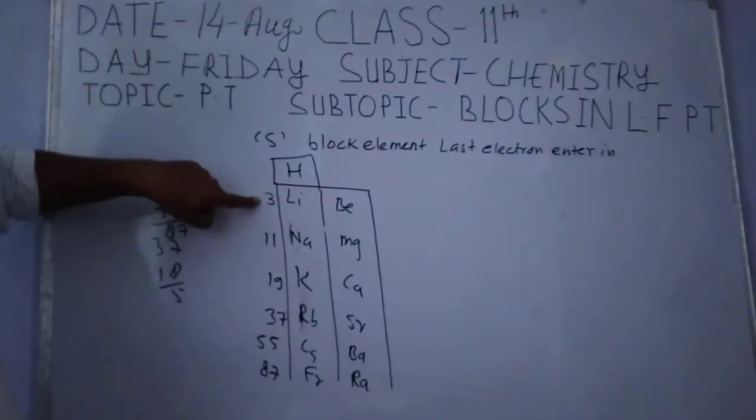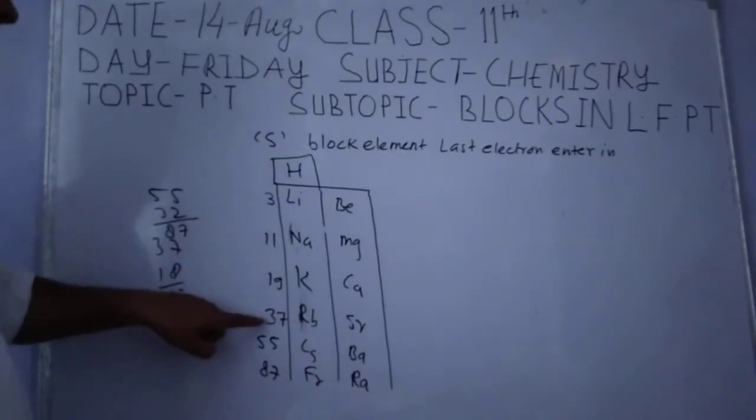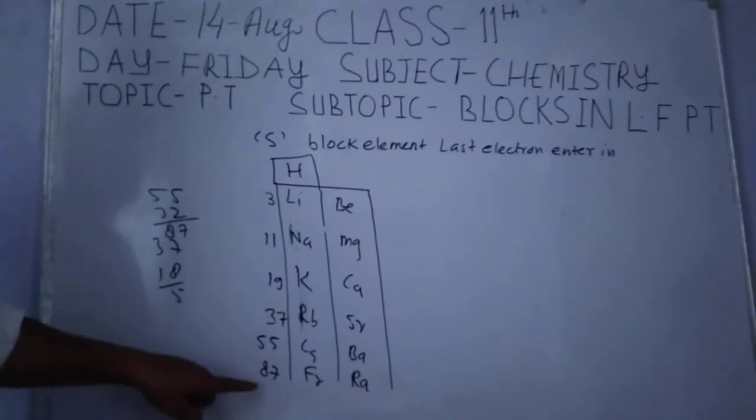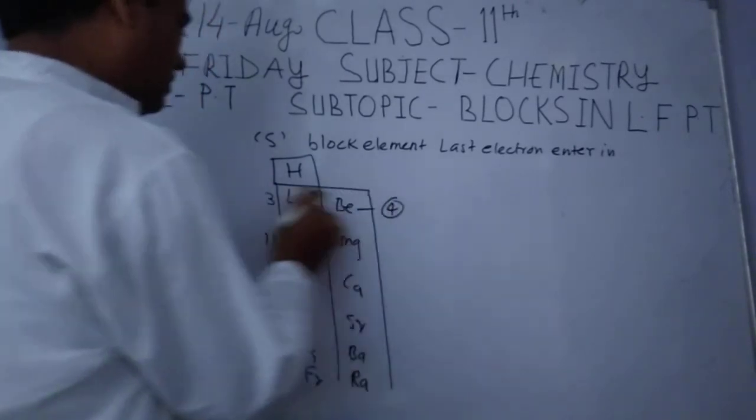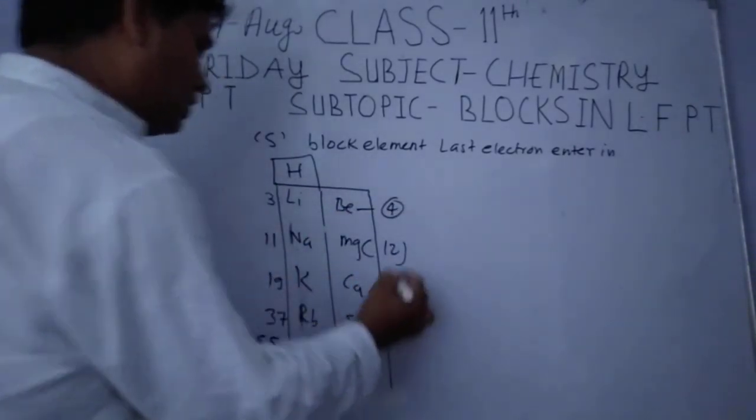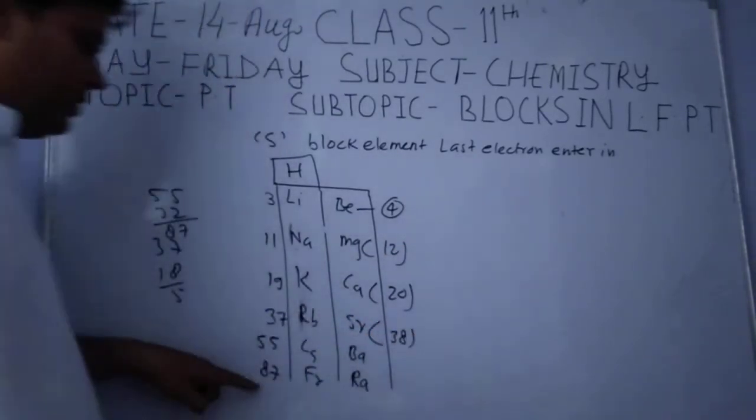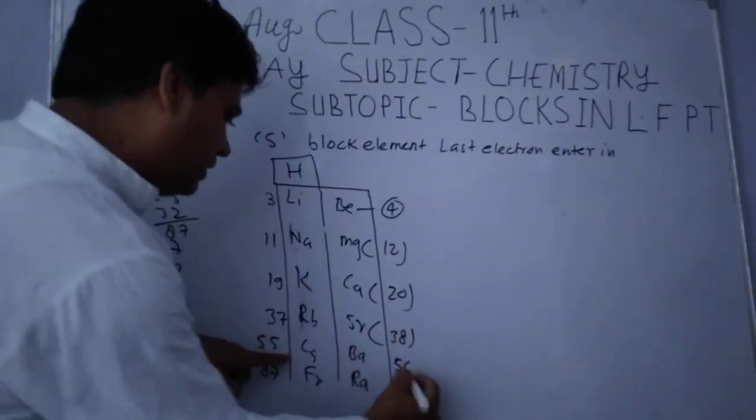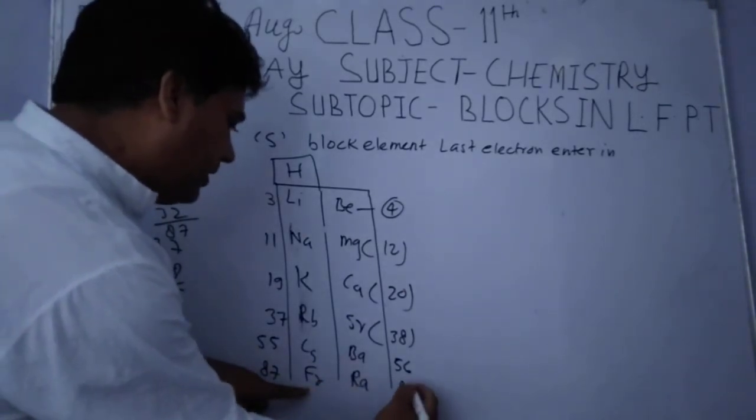Atomic number of lithium is 3. Atomic number of sodium is 11. Atomic number of potassium is 19. Atomic number of rubidium is 37. Atomic number of cesium is 55 and francium is 87. Atomic number of beryllium is 4. Atomic number of magnesium is 12. Atomic number of calcium is 20. Atomic number of strontium is 38. And atomic number of barium is 56. And atomic number of radium is 88.